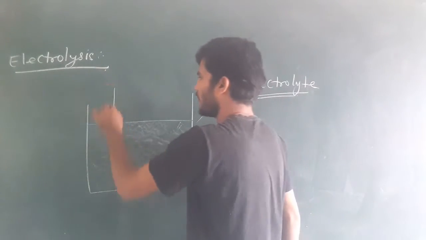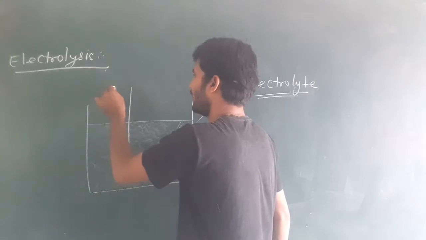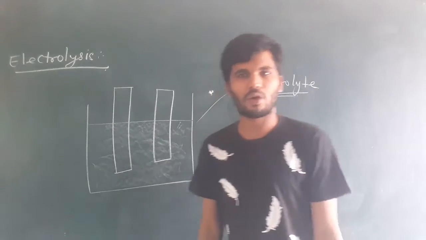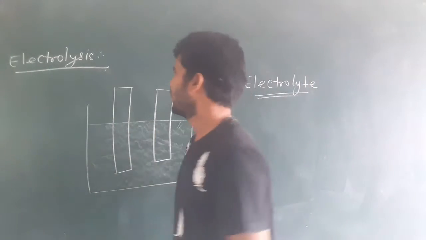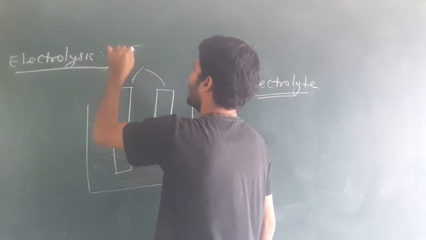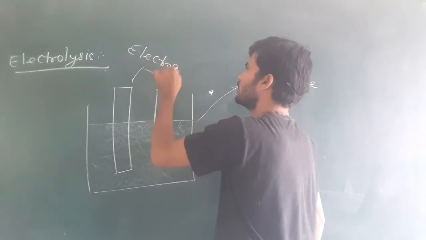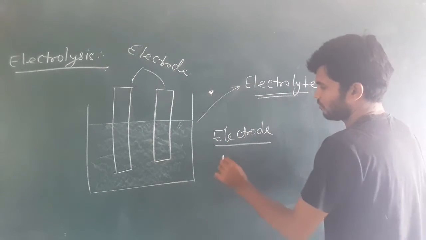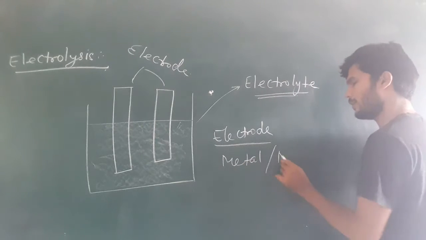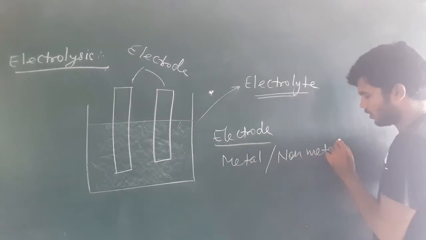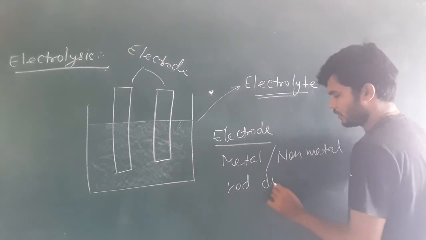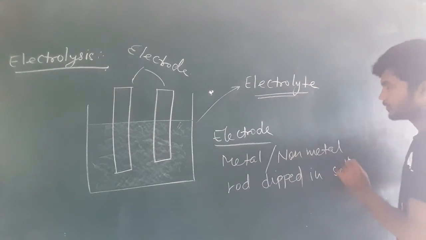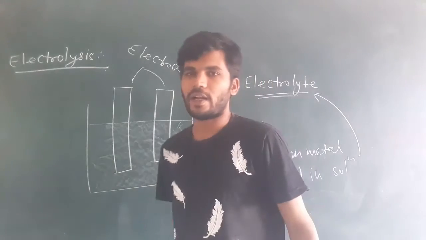Now in this we are keeping two metal or non-metal rods. It can be anything, metal or non-metal. These are the rods. Together these are called electrodes. So an electrode is nothing but a metal or non-metal rod dipped in the solution, in the electrolyte.